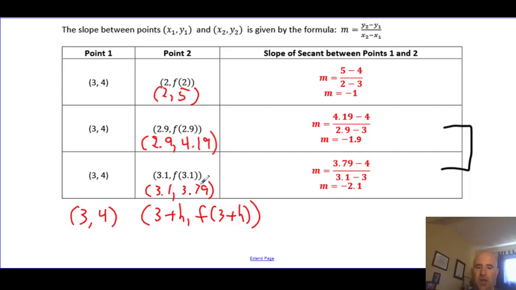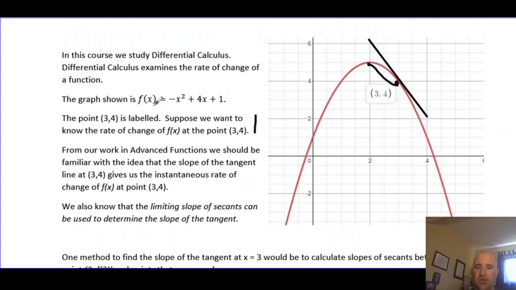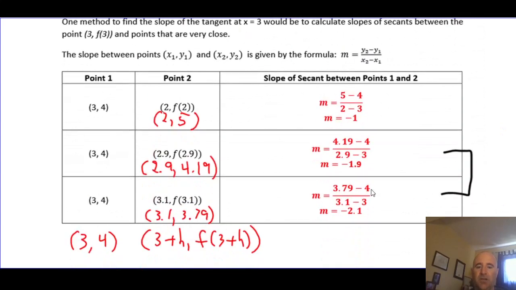For example, how am I getting 3.79, by the way, is I'm taking my x equals 3.1, and I am just plugging it into this equation up here. I'm not showing that work right now in the video.